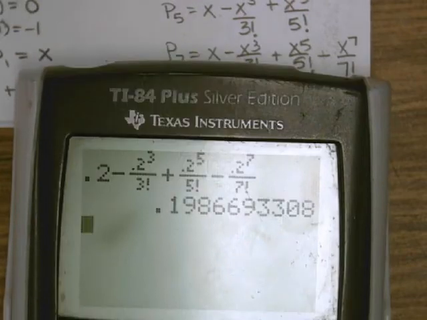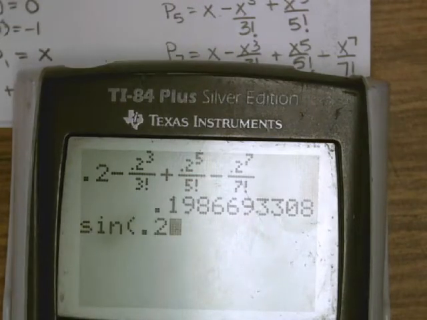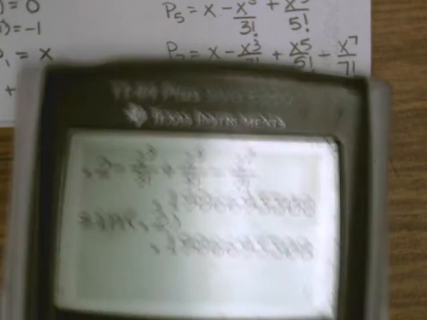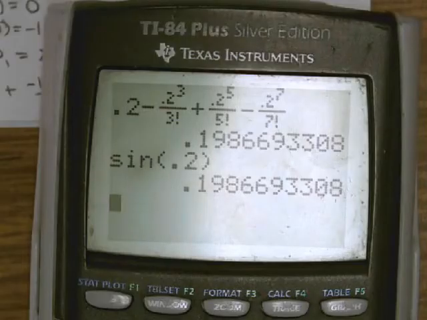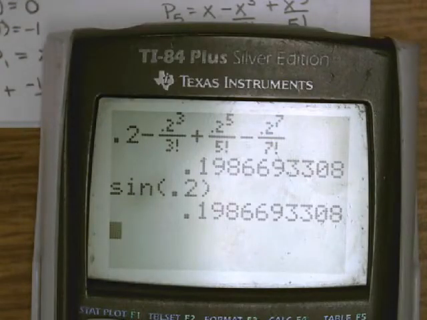Okay, so there's what we get for that approximation. Now if I type in sine 0.2, you can see that this is accurate to however many, is that 10 decimal places. That estimation was accurate to 10 decimal places, if not more. So that's a pretty darn good approximation there that we just got using this formula.